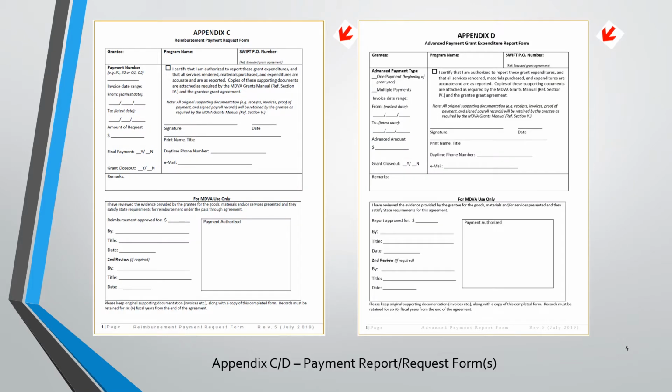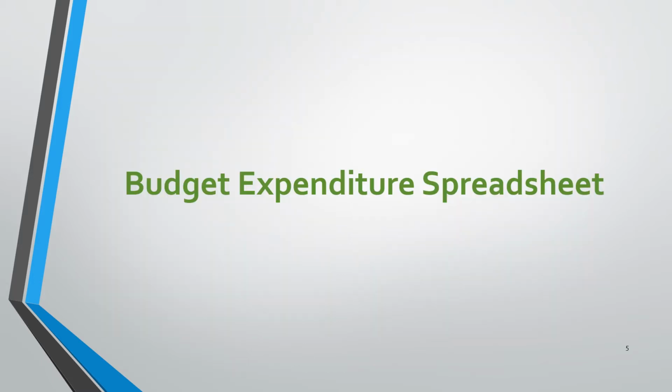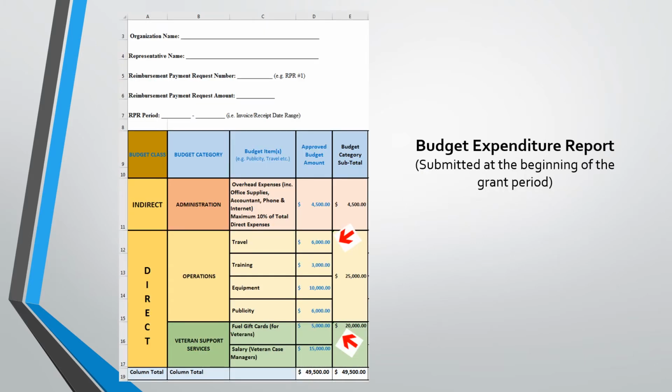As you can see here, the reimbursement payment request form and the advance payment grant expenditure report form are nearly identical. The next item on the checklist was the budget expenditure spreadsheet. But before we talk about budget expenditure spreadsheets, we have to go back to the beginning of the grant period.